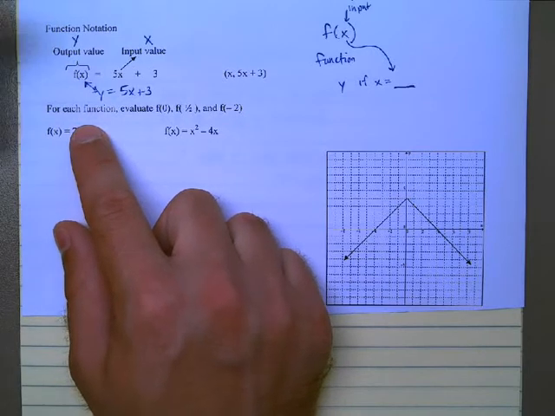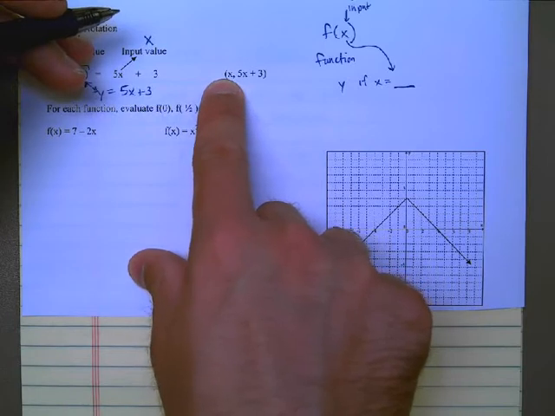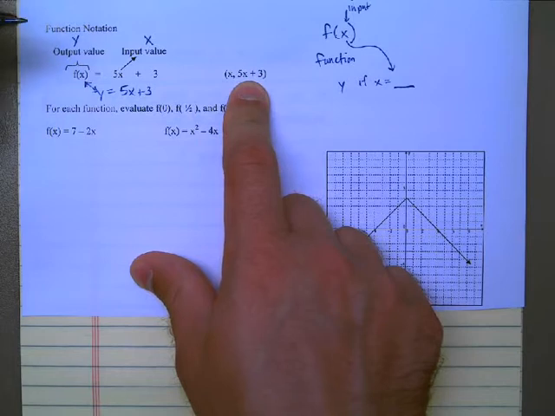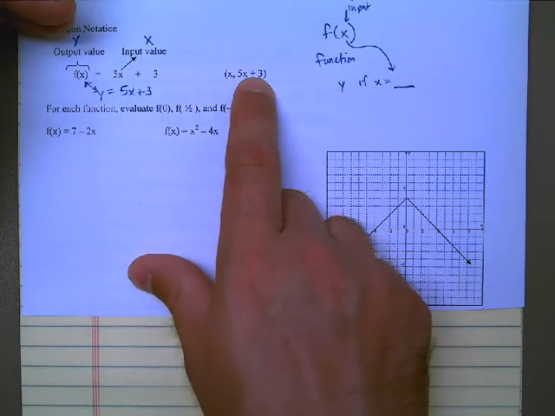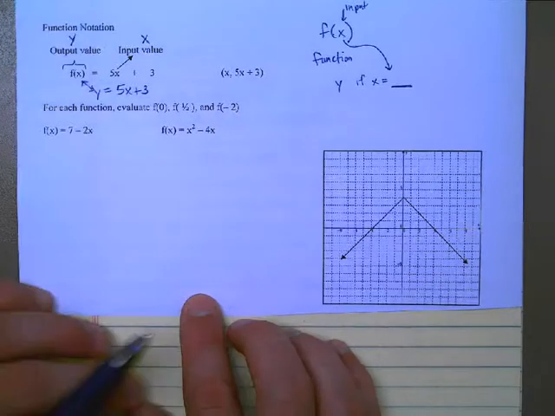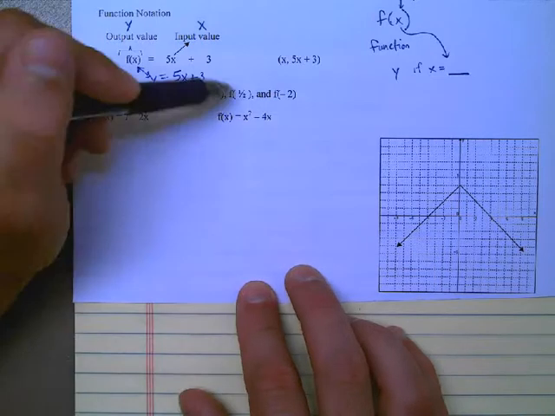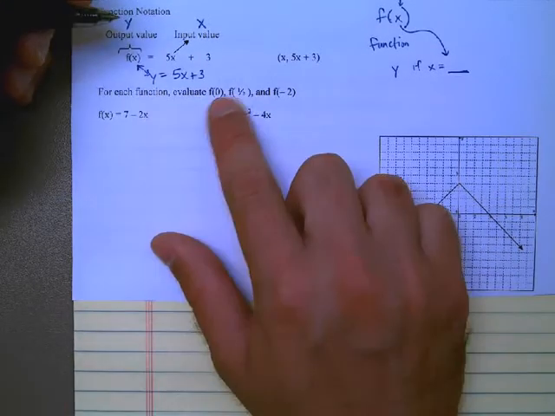That also means that we can put this in xy coordinates. If we have a specific x value, the y value we can find by taking 5 times the x value plus 3. If we know what the x coordinate is, we can find the y coordinate pretty simply. So let's go through and do an example. For each function, let's evaluate f at 0, f at 1/2, and f at -2. And what that's saying is we're going to do this 3 separate times.